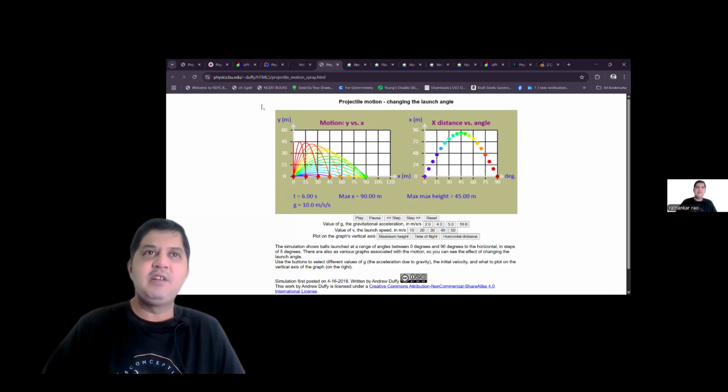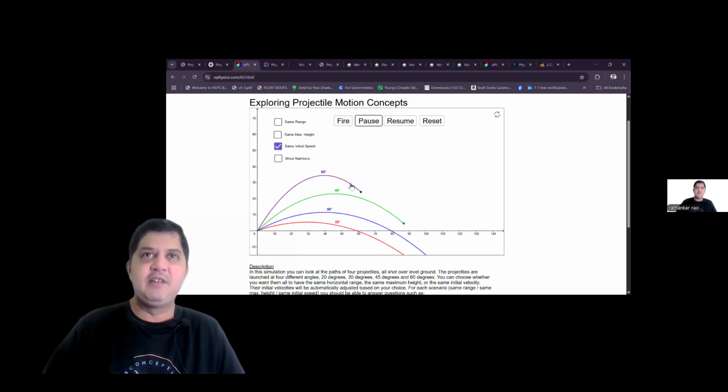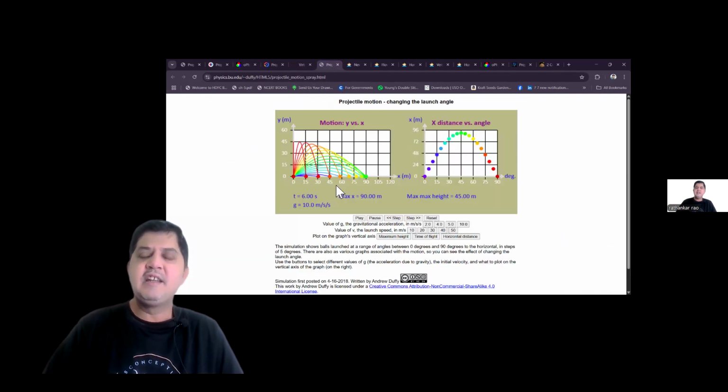So this is very similar to the O physics tool that we have seen over here, but the only thing is it's smoother, and it gives you y versus x, and x versus angles. For example, you can change the value of g also. There you can't change the value of g. Here you can change the value of g, you can change the value of velocity, you can do all these things and plot individual graphs.